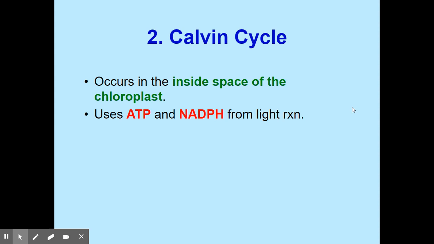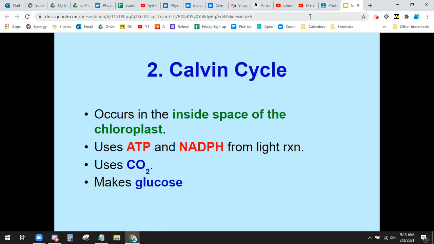It uses the two things that we just made from the first reaction, which is ATP and NADPH, and we're using our carbon dioxide that we breathed in now in this reaction as well, and we're using those three things to make glucose. And that's the basics of the Calvin cycle. I'll use this later, but I'm going to pause again and go to the next diagram on your handout, and explain the Calvin cycle.